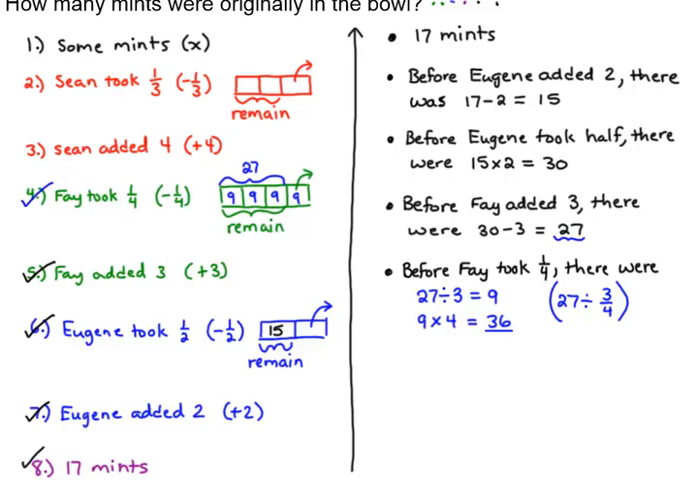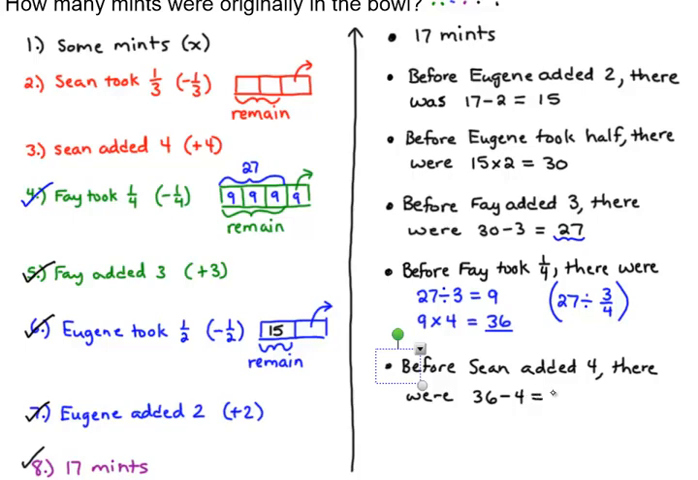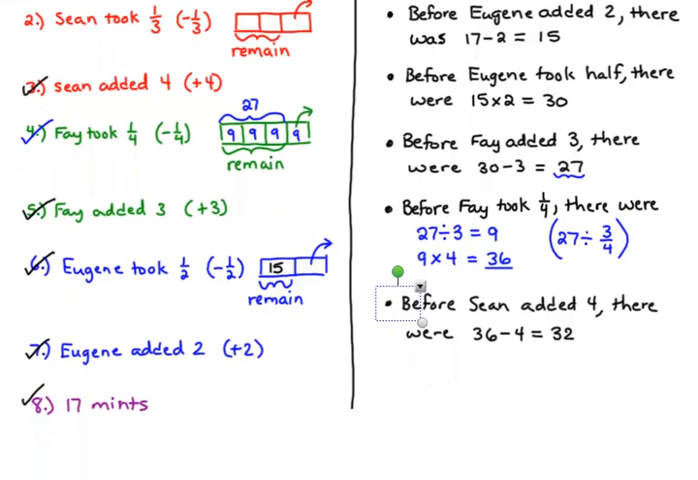So let's look at Sean. So before Sean added 4, there were 36 minus 4, which is 32. So we're at 32. And now Sean took 1/3. We'll scroll right there.